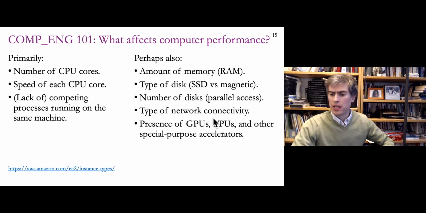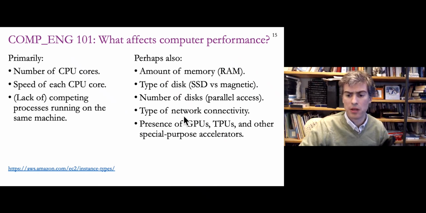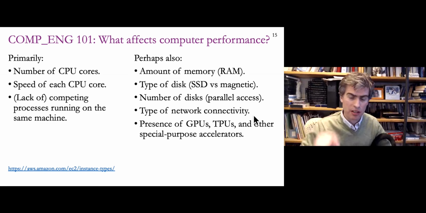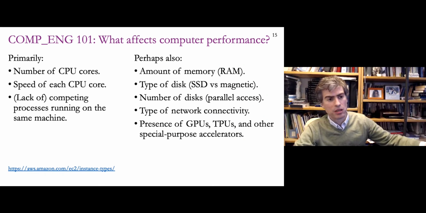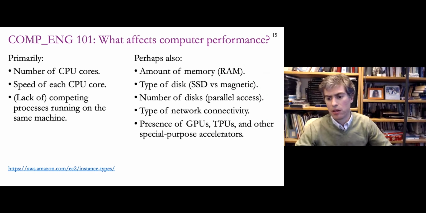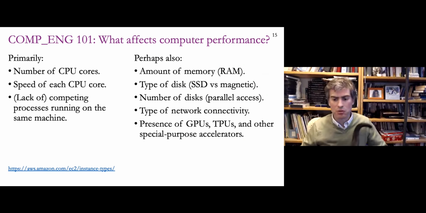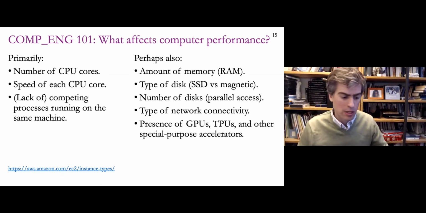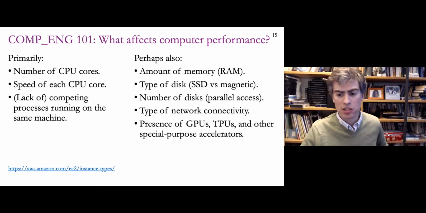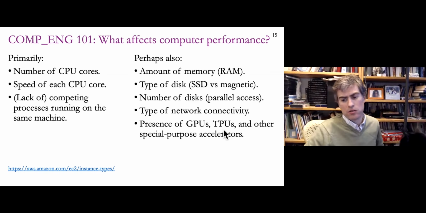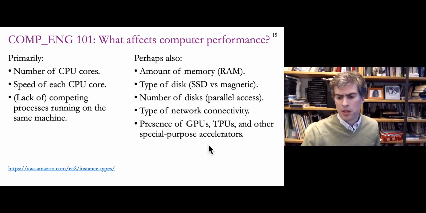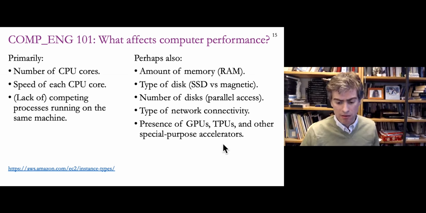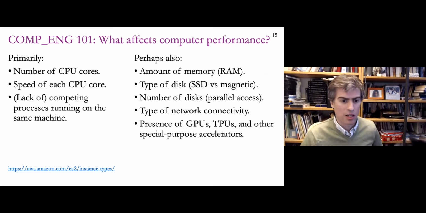Your network connectivity type, like the connection you have to the outside world, and the network adapter that you have, the type of connection that's physically on the machine, could affect your computer performance if that is a limiting factor, like if it's sending a lot of data in and out. And finally, you might have some kind of special purpose accelerators on your computer that would make certain computations faster, like GPUs, which are graphics processing units, and tensor processing units. Those two are useful especially for machine learning workloads, and graphics processors, obviously, for graphics. And there are other special purpose accelerators you might have that make certain computations a lot faster.